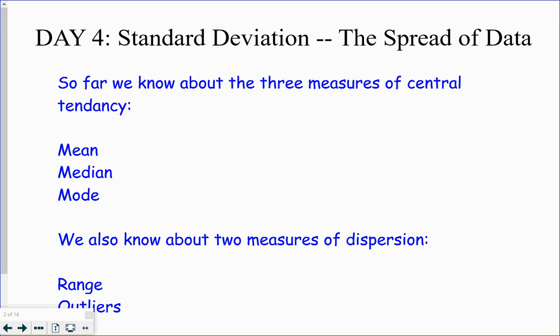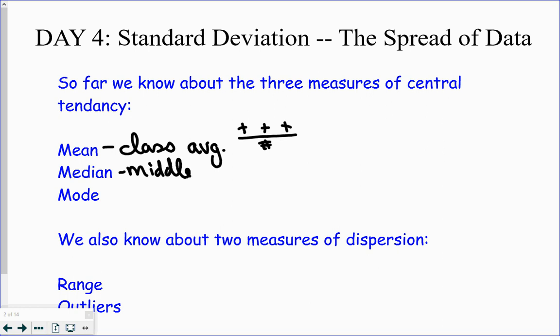So just as a quick recap, the mean is like your class average. So you add up all the data values and then you divide by how many data values you had. The median is the middle data value, and the mode is the most occurring data value.